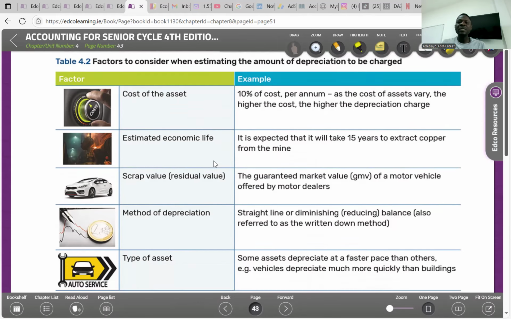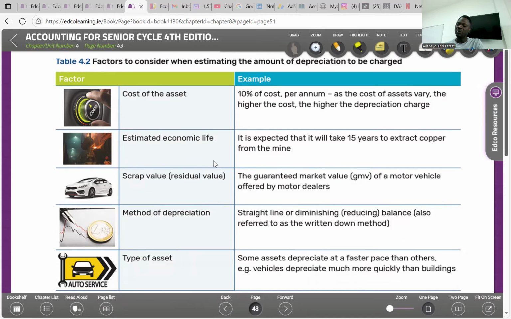Two, estimated economic life. We need to know the expected lifespan of that asset. Is it 10 years? Is it 5 years? Is it 15 years? We need to know the expected lifespan of that asset before we charge depreciation. The third one, the scrap value, which is the residual value. The guaranteed market value, which is what the price of that asset will be in the course of selling it. We need to know an estimated value for that, which is called the GMV.